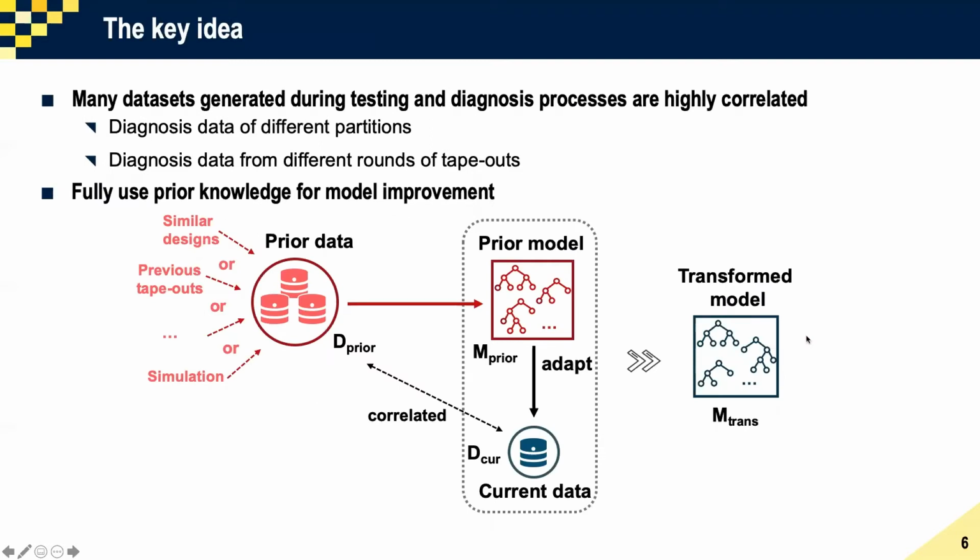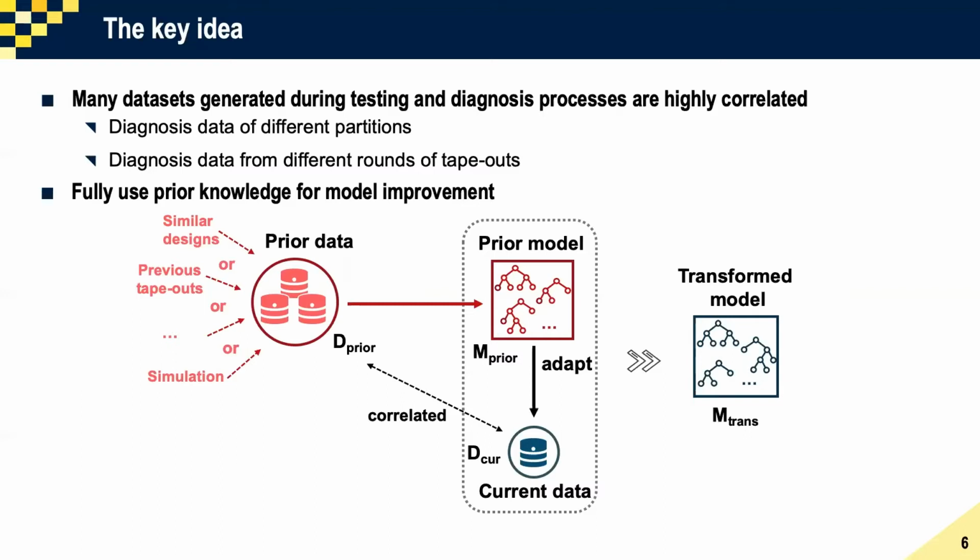On the other hand, many data sets generated during testing and the diagnosis processes are highly correlated. For example, diagnosis data of different partitions in the same design or from different rounds of tape-outs. The correlated data sets could provide some prior knowledge as a supplement to the small data set being focused upon. Based on this observation, the key idea is to borrow some prior knowledge from correlated data sets to facilitate model building.